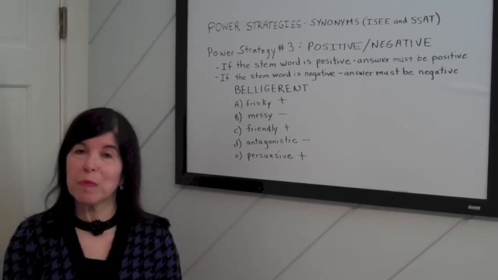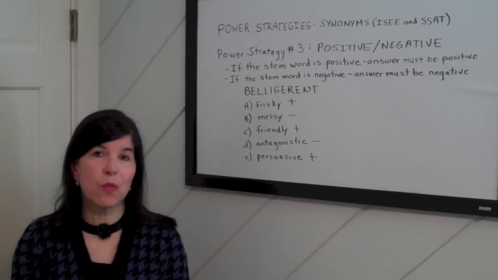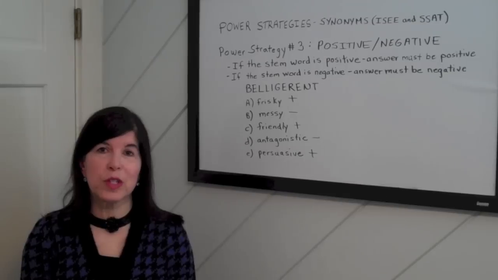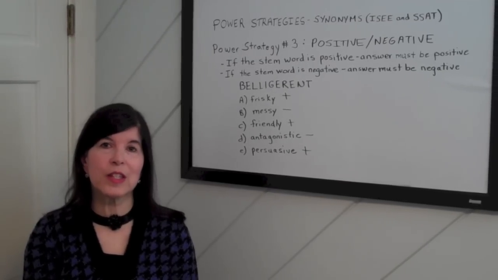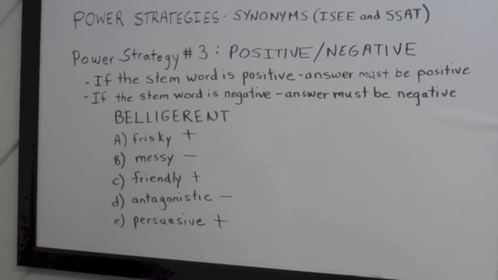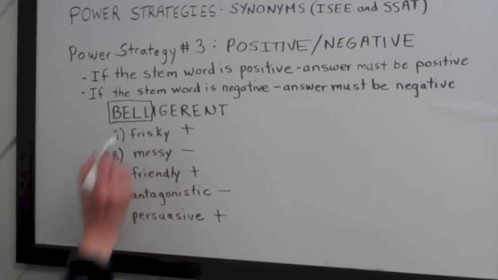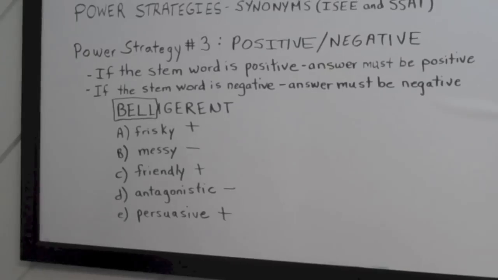Power strategy number 3, positive, negative. If a stem word is positive, then the answer choice must be positive. If the stem word is negative, the answer choice must be negative. Let's look at an example. Belligerent. Belligerent is a negative word. I don't know if you're familiar with bell, a word part, but that means warlike. So belligerent is a negative word.